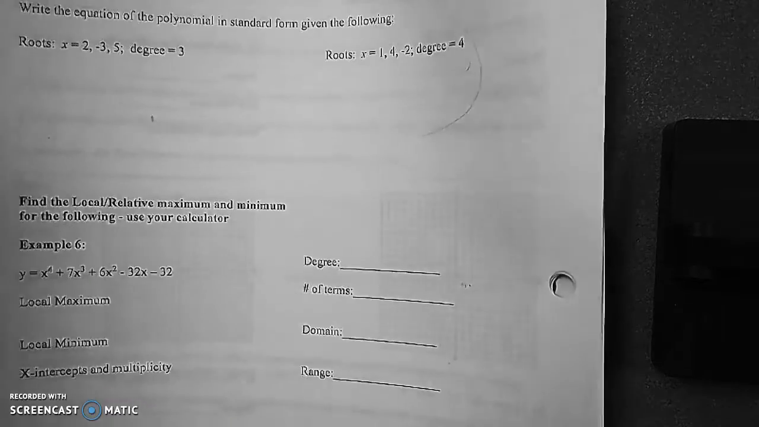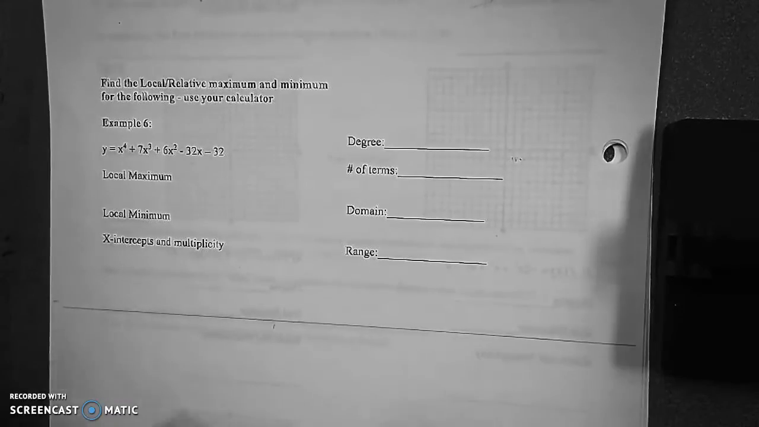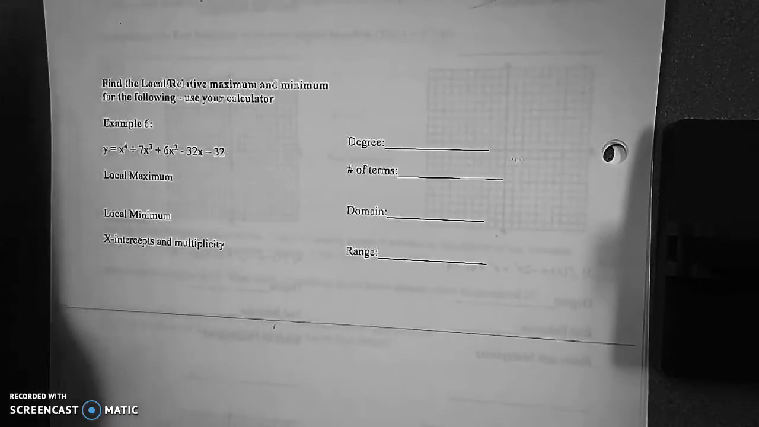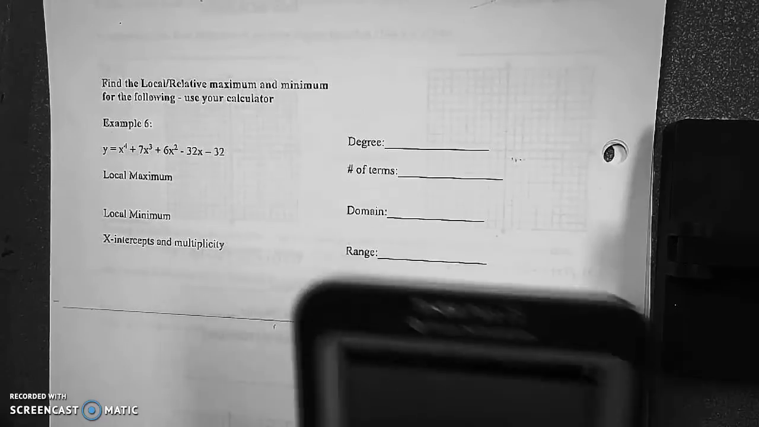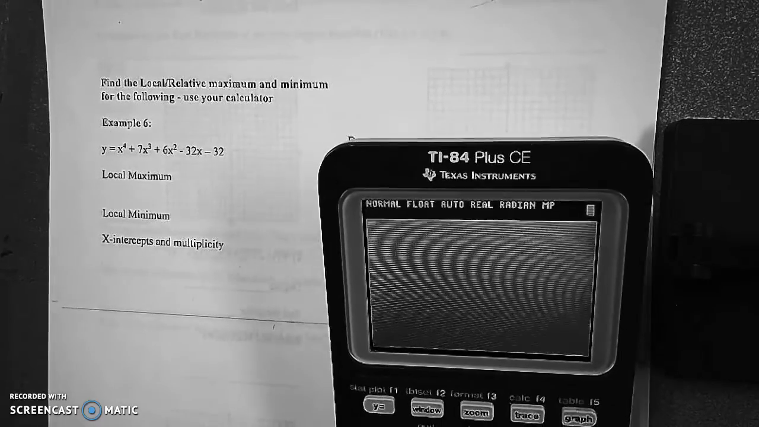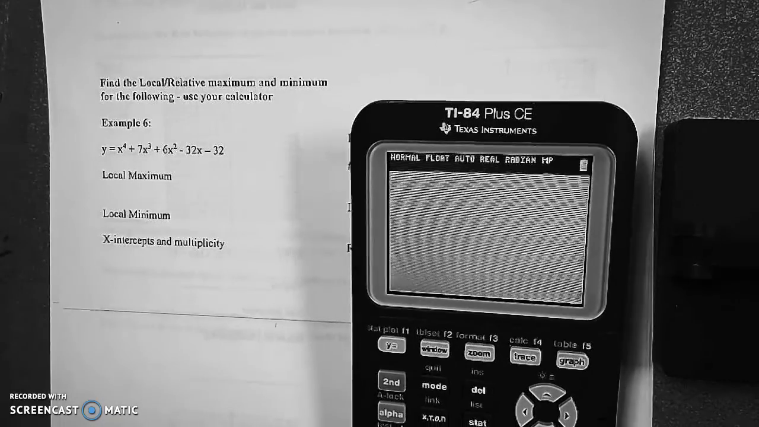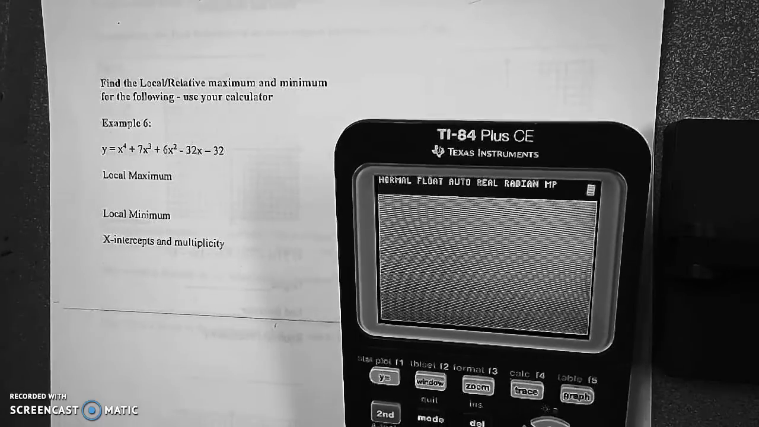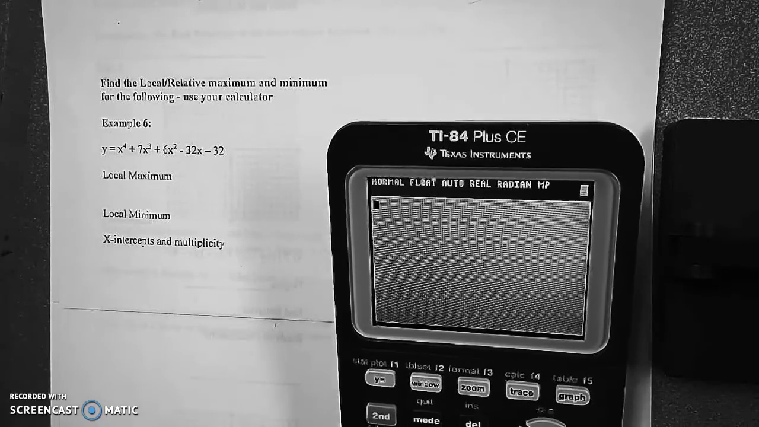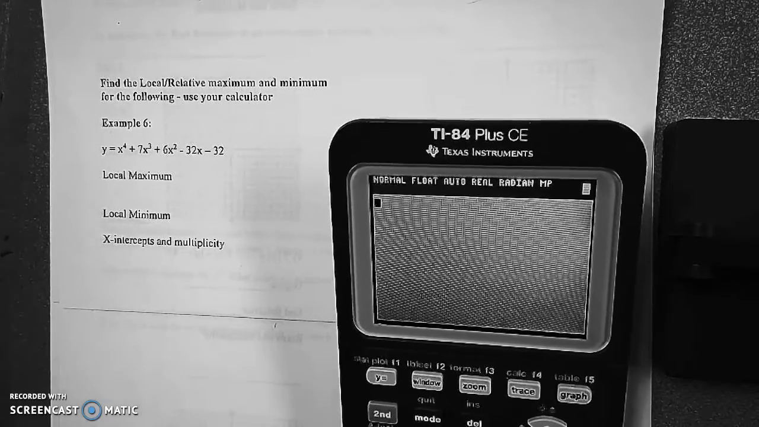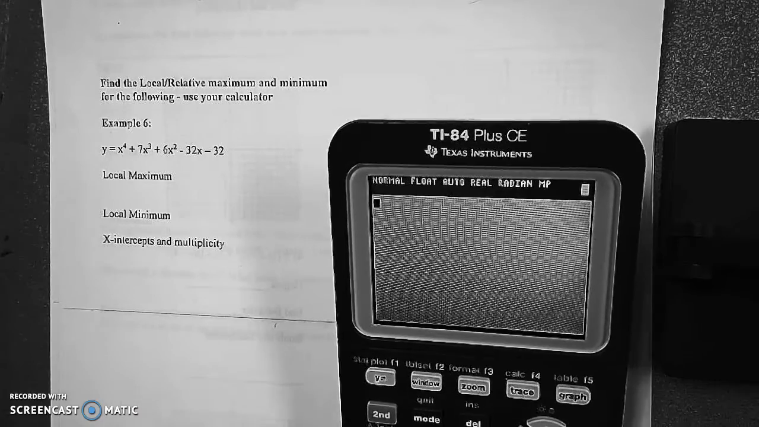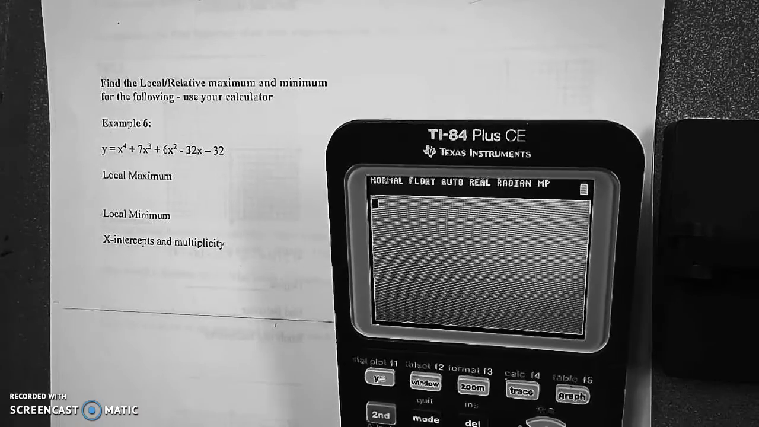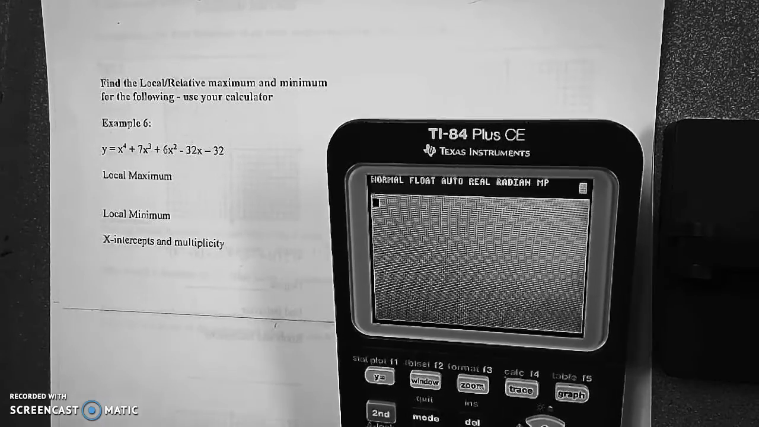You'll see it's labeled example 6 and this will require your calculator. If you don't have a calculator, you need to contact your teacher and your teacher can send you a form. You can take that form to the front office while we are on virtual and then they will bring you a calculator out. Until then, there is a TI-83 on your Chromebook that you can use.